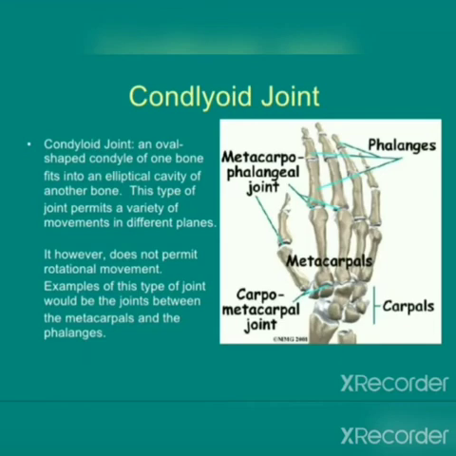As you see in the diagram, the wrist portion of the hand is called the carpals, and the palm portion bones are called metacarpals. The bones present in the fingers are called phalanges. Okay, now the joint between the metacarpal and phalanges is called the condyloid joint.